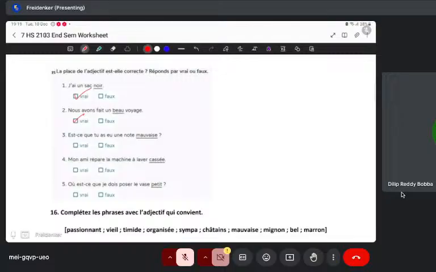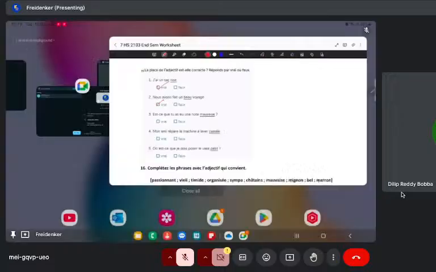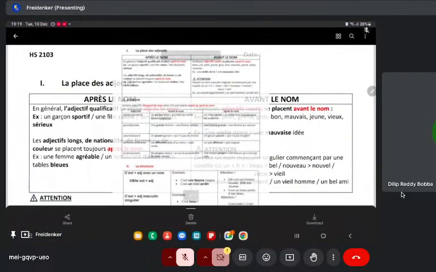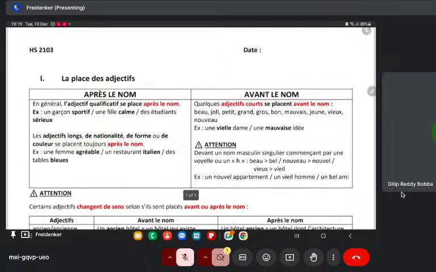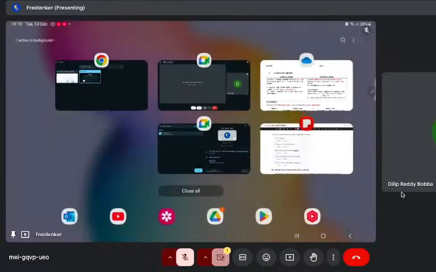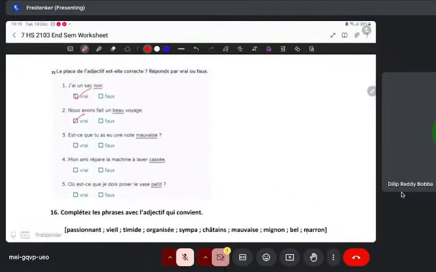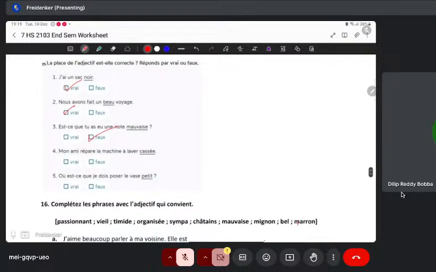I mean, okay, let me open the table once again. Color comes après le nom, which is after the noun. What else did we see? Mauvais, it comes before the noun, because it's talking about the goodness, no? So this is incorrectly placed, because it should come here. Une mauvaise note. Mon ami répare la machine à laver cassée.